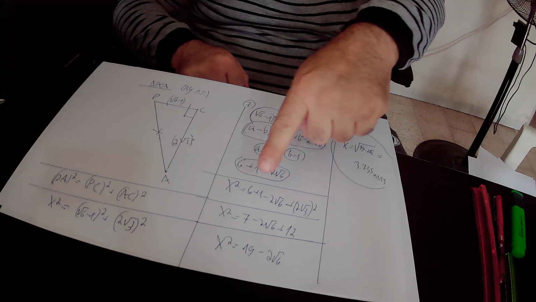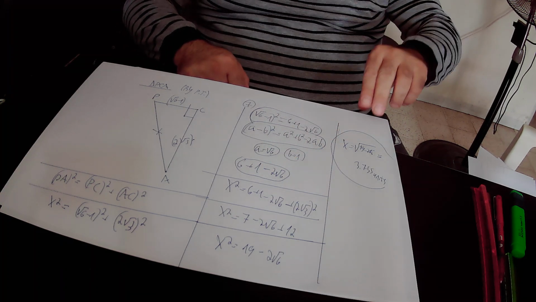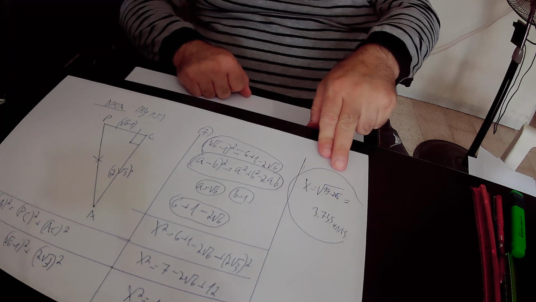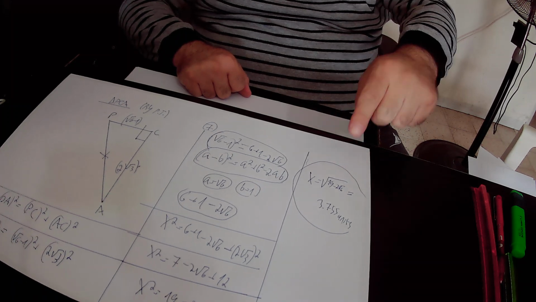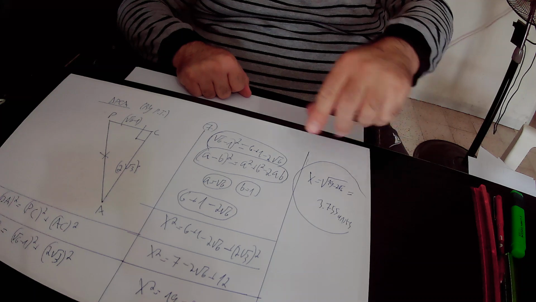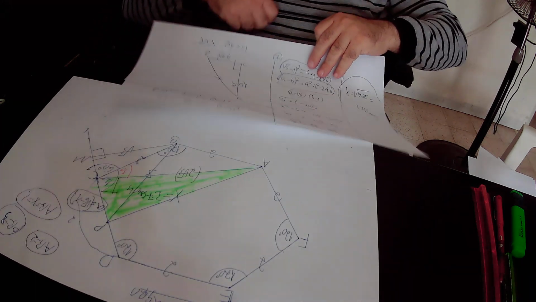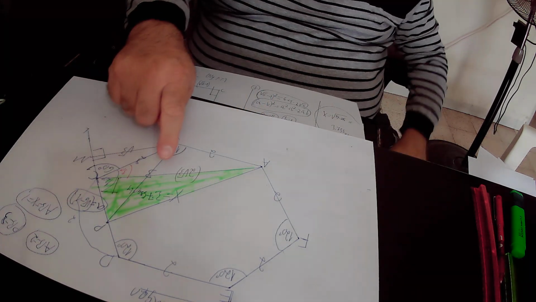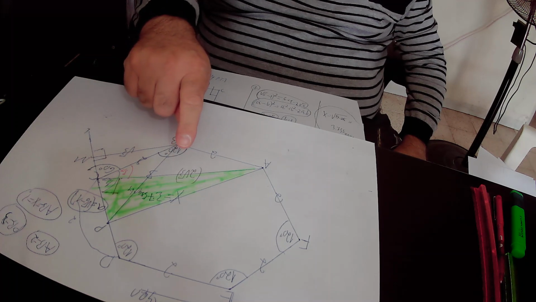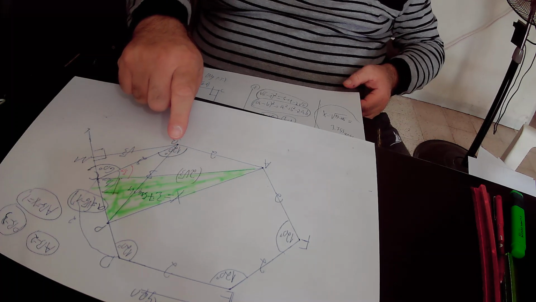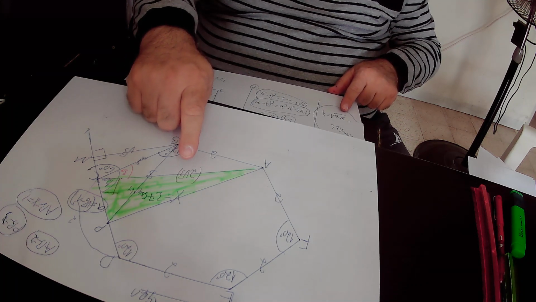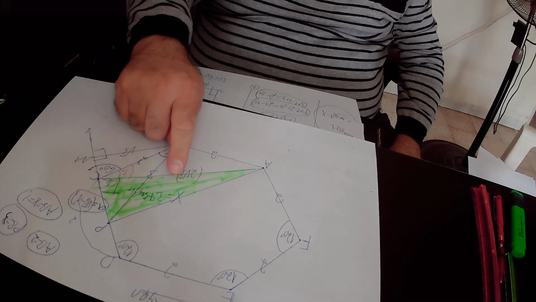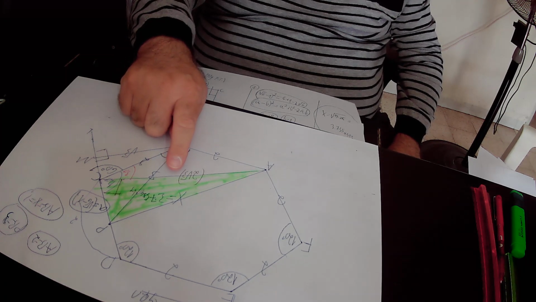Taking the square root of this equation, we found that X equals the square root of 19 minus 2 times square root of 6 units, or in terms of numbers, X equals 3.755 units. I'll repeat again, the length of side AP is equal to X, it is equal to either the square root of 19 minus 2 times square root of 6 units, or in terms of numbers, 3.755 units.